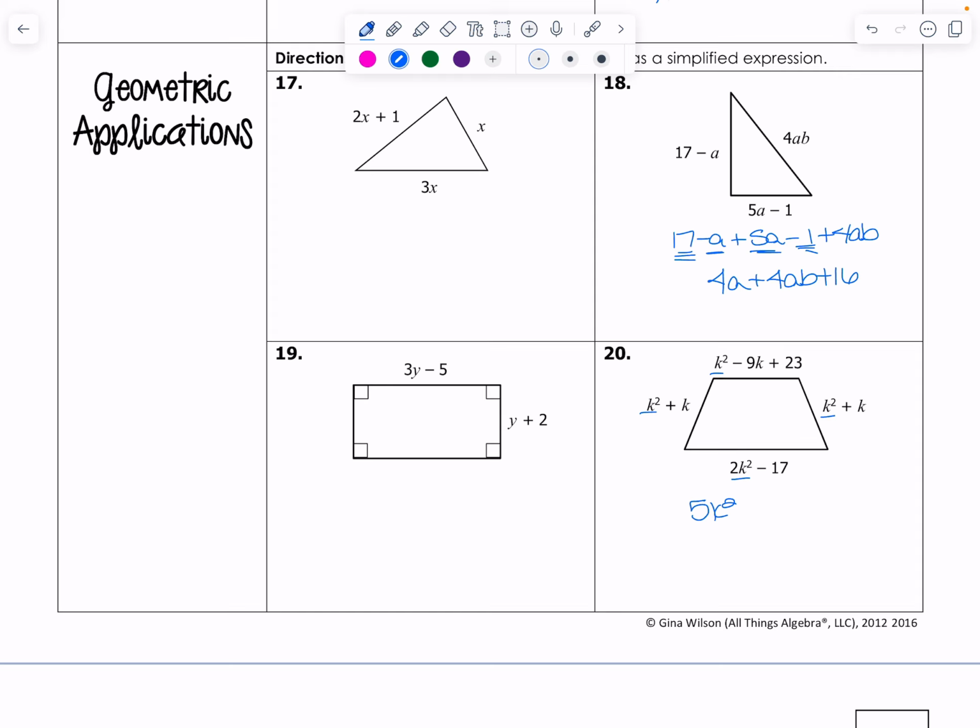Do I have any k's by itself? Yeah, I have 1k here, 2k's there. So I have a total of 3k's, and then a minus 9k gives me a negative 7k, and then a 23 and a negative 17 give me a positive 8.